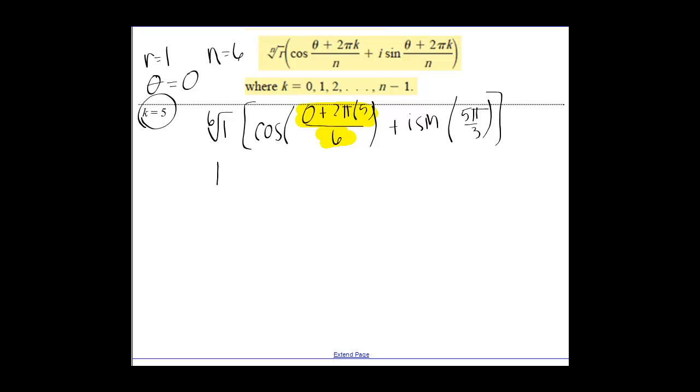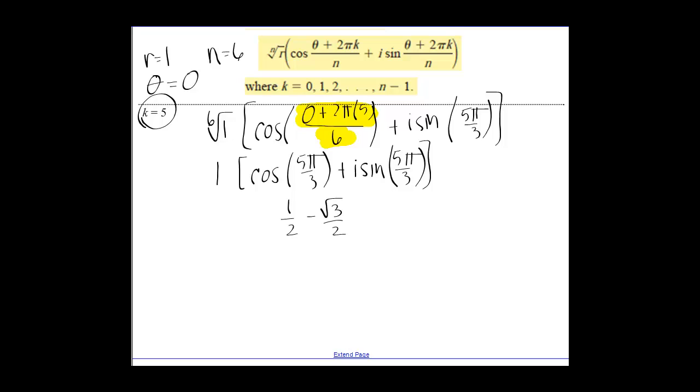So the sixth root of 1 is still 1. Cosine of 5 pi over 3, plus I sine 5 pi over 3. See, cosine of 5 pi over 3 is 1/2. Sine of 5 pi over 3 is -√3 on 2, so minus √3 on 2i. That 1 is still hanging out. So the sixth root of 1 is 1/2 minus √3 on 2i.